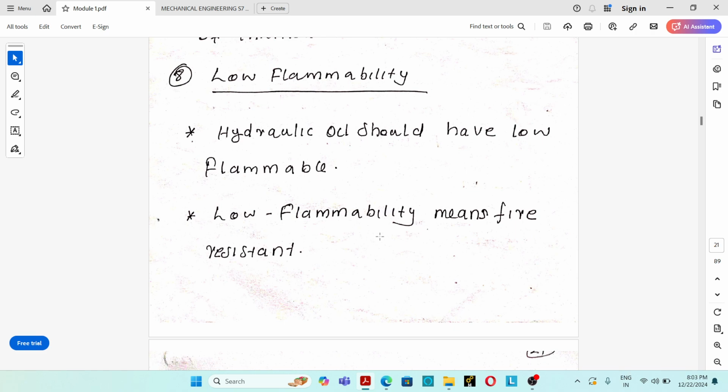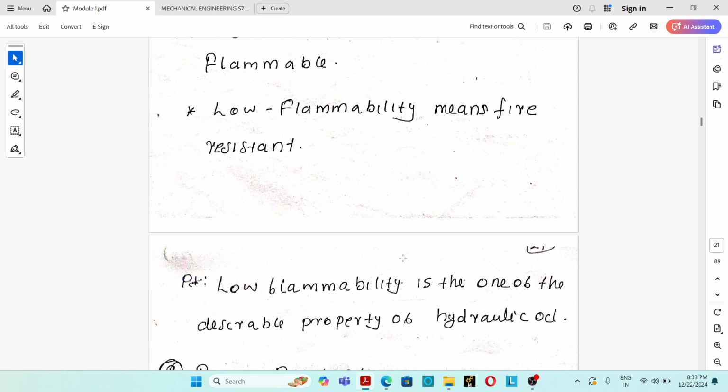Eighth one is low flammability. Hydraulic oil should have low flammability, which means fire resistance. So low flammable, fire resistant hydraulic oils are commonly used to reduce fire hazards.